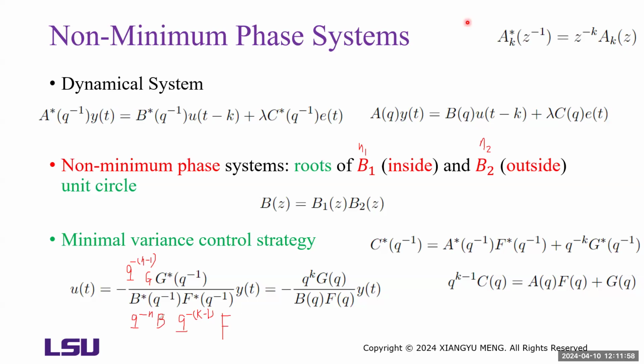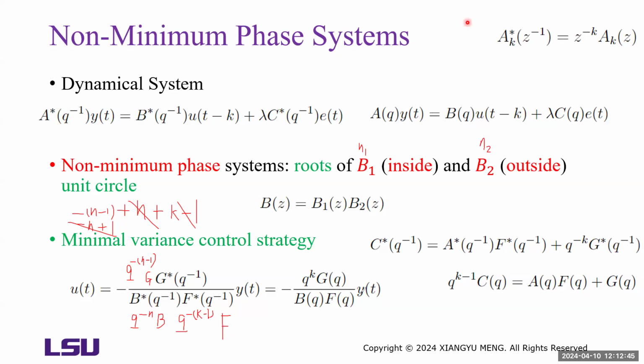Therefore the power of q will be the negative of (n minus 1) plus n plus (k minus 1). Here we have minus n plus 1, plus n minus 1, so the power of q is k. Therefore, u(t) will be negative q to the power of k times G over B F times y(t).